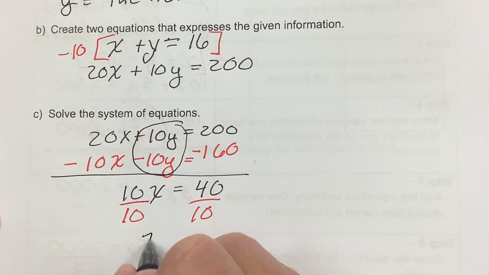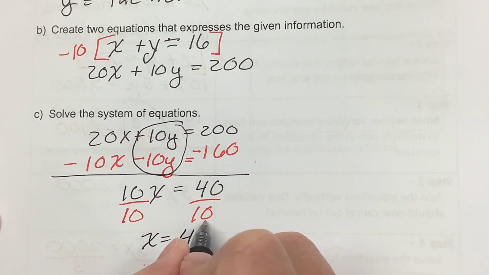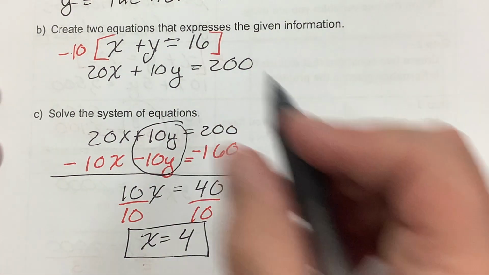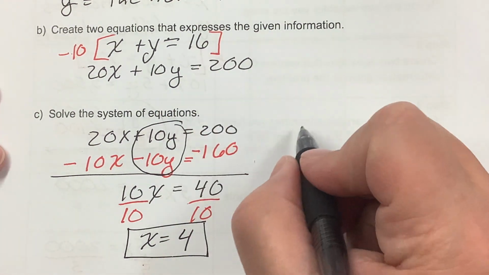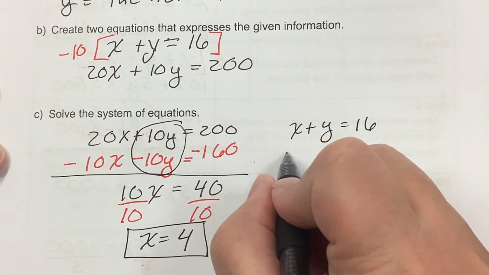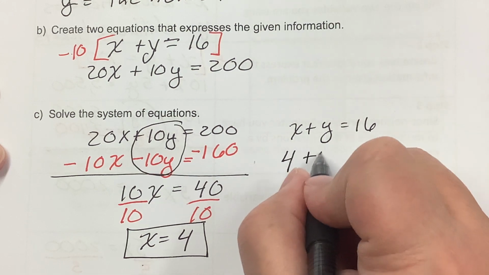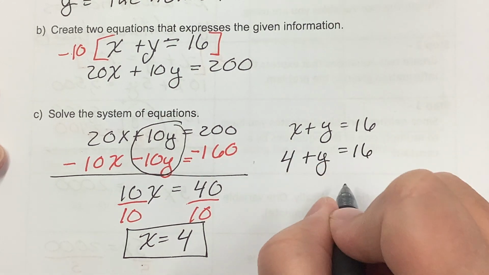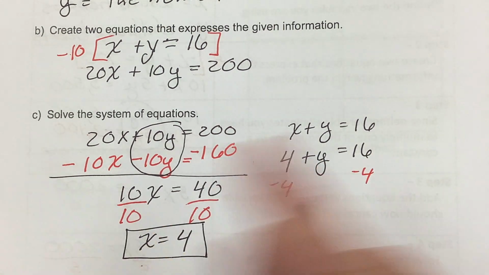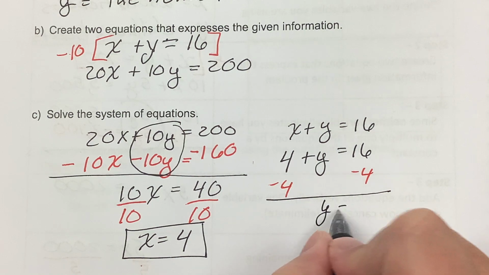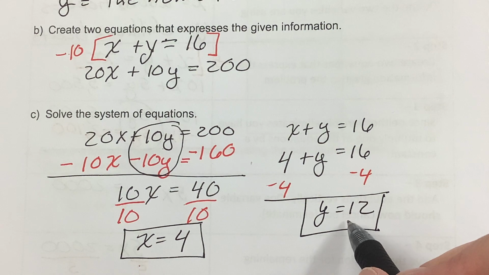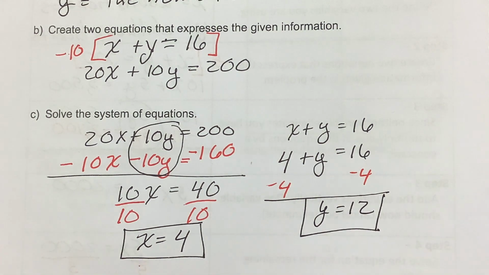And x equals 4. What does that mean? That means there's 4 $20 bills. That's what that means. So now I have to go back and find the number of $10 bills. So x plus y equals 16. 4 $20 bills plus some $10 bills equals 16 bills. Minus 4 from both sides. And y equals 12. So there's 12 $10 bills and 4 $20 bills.